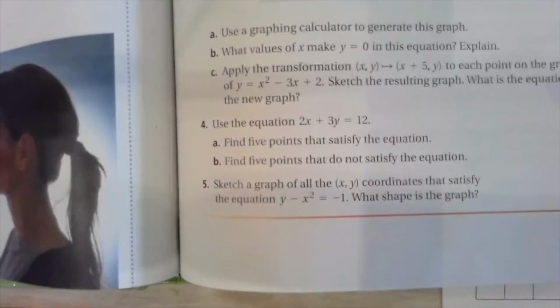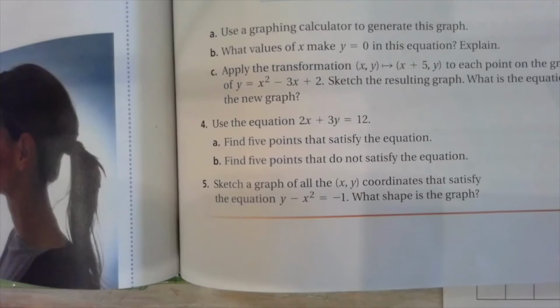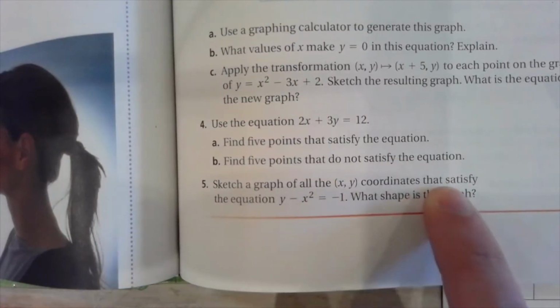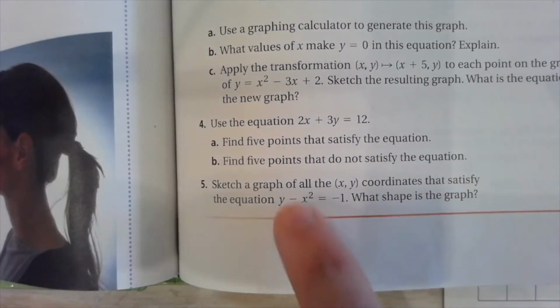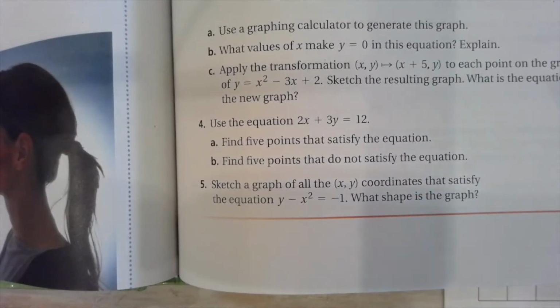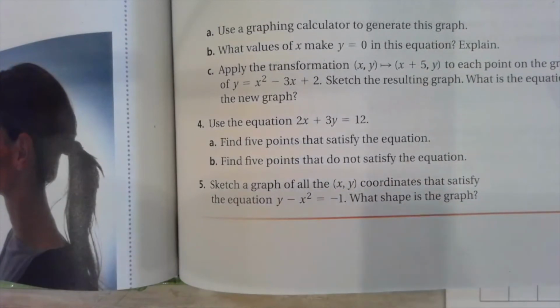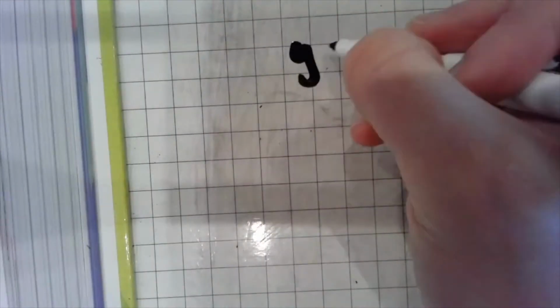Then for number 5, you're actually doing the exact same thing. Sketch a graph of all of the xy coordinates that satisfy the equation, blah, blah, blah. And then it says, what shape is the graph? Well, for this one, yes, they're using the word satisfy again, but let's actually go back to Desmos. I'm not going to show you how to plug this in, but I will tell you one thing that's going to be really important. So I'm going to come back over to my whiteboard. I have thoroughly erased all of the work that was there. And now it's going to be y minus x squared equals negative 1.